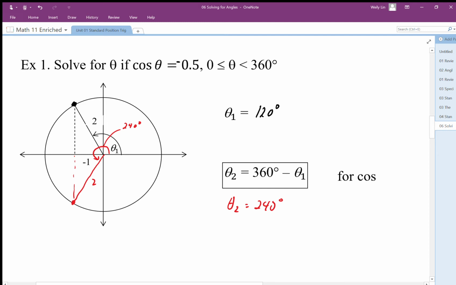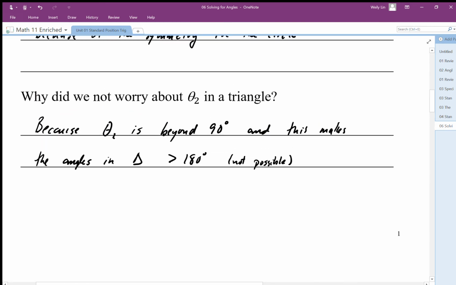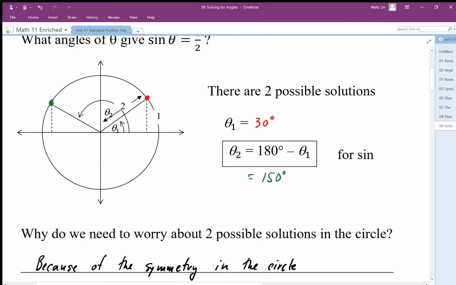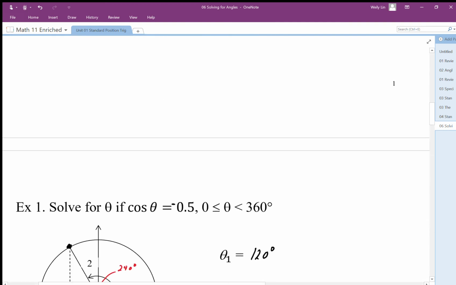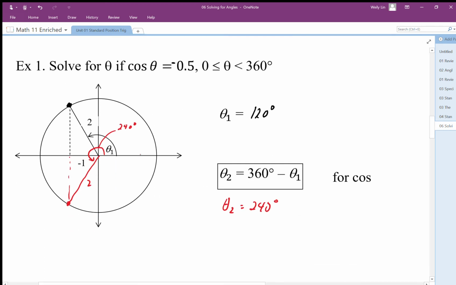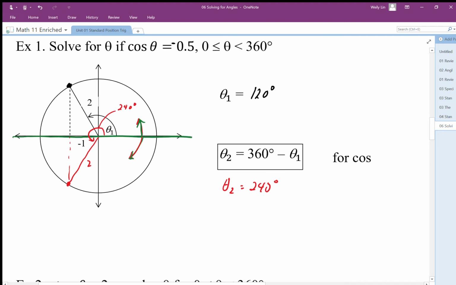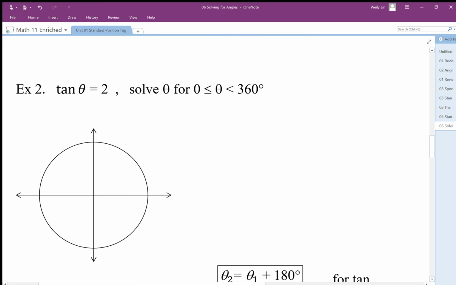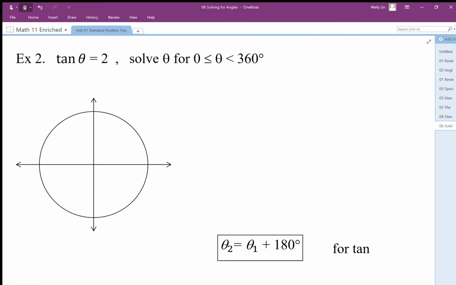And this has a different symmetry than sine, so we have to make sure that we differentiate. Sine has a symmetry from 180 backwards, like this, where the line of symmetry is that line. Whereas for cosine, the symmetry is going in this direction and this direction, across the symmetrical line, which is the x-axis. Tangent has a different symmetry as well, so we have to make sure we differentiate tangent from the other ones.